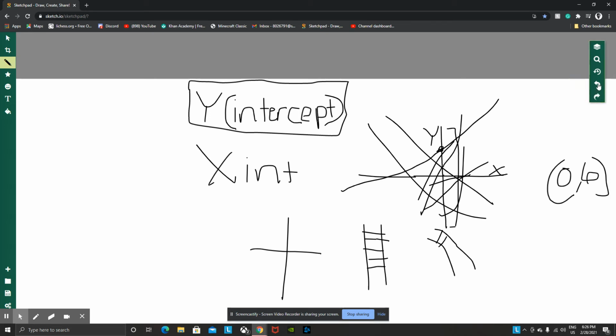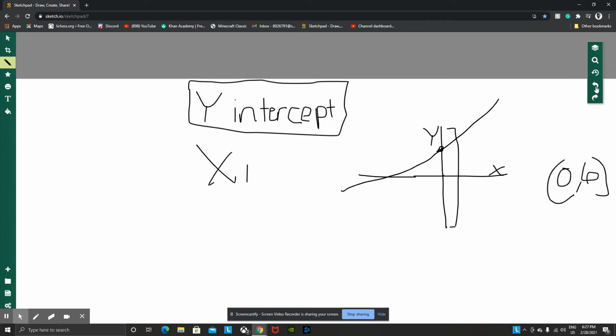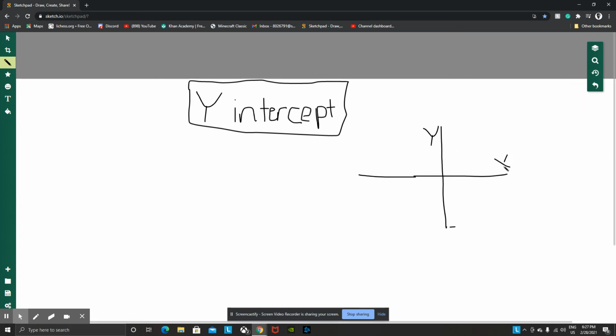Now let's try another graph. Just erase all this stuff. So I have x here, and let's try a line coming from here to here. Now we know this is positive land for y at least. This is negative land for x. But then we got positive, and then we got negative for y.